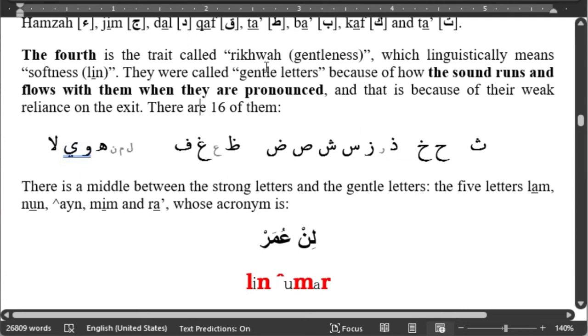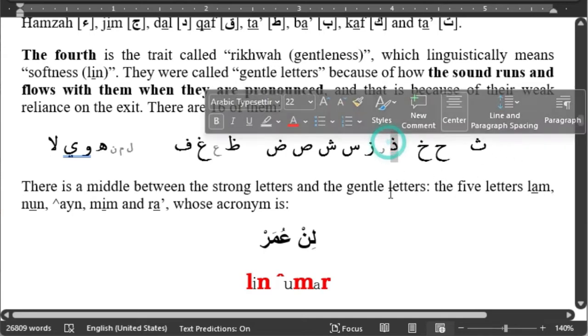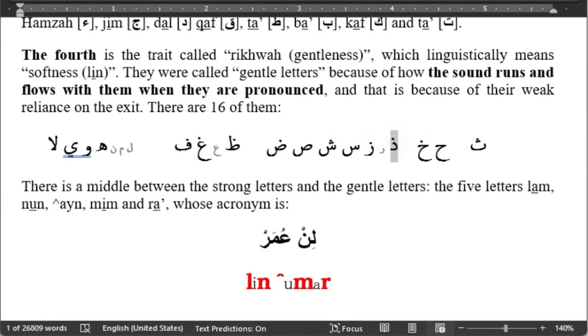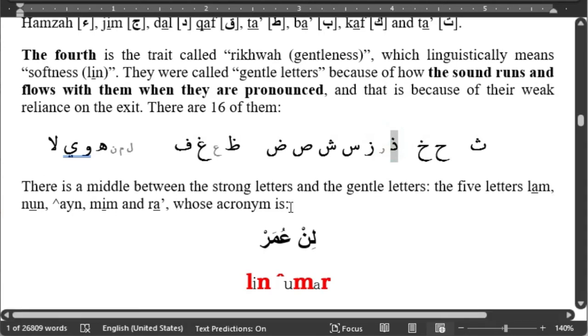So look here. Rikhwa, the gentleness, is the sound still running. The sound is not canceled. So what do we find there? Dhal. So dhal stops the air because it's a jahr letter, but it doesn't stop the sound because it has rikhwa, gentleness in it.